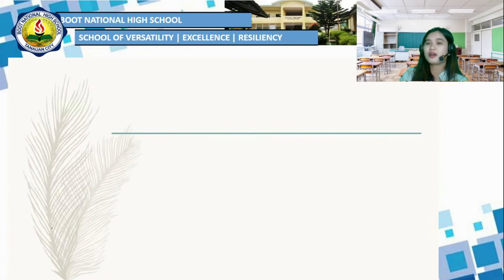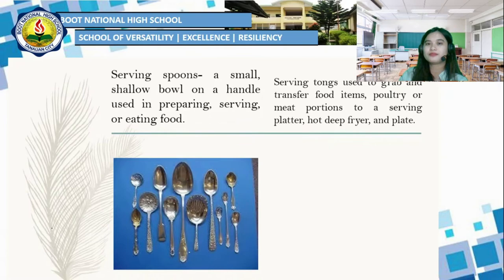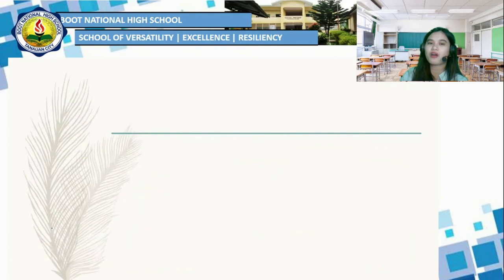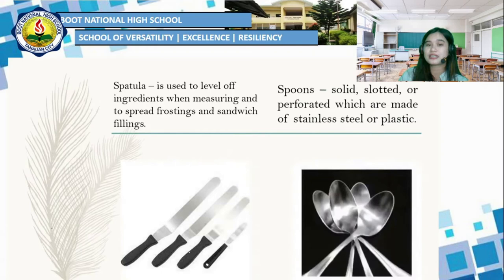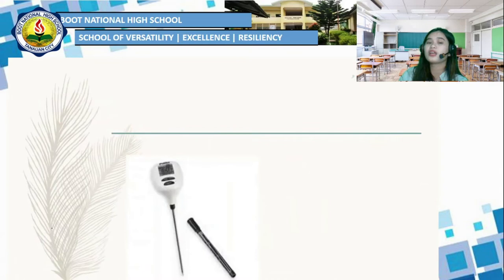We have the serving spoon. It's very common. And of course, the serving tongs. Okay, serving spoon, serving tongs. Next one, let's just have your spatula. It is used to level off the ingredients. So, spatula is used to level the measuring cup and spoons. And of course, we have there the spoons.